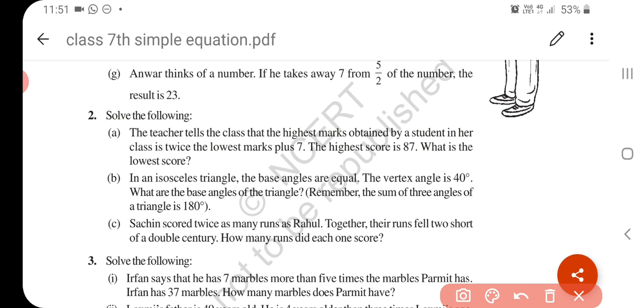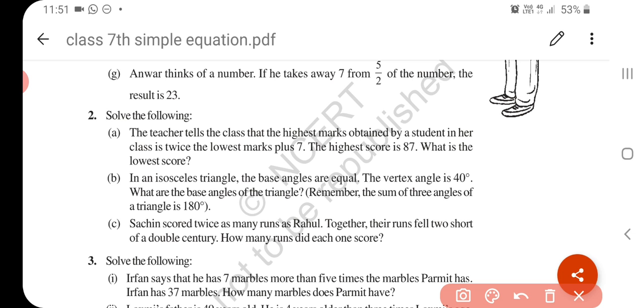Let the lowest marks be x. If we know the lowest marks, then we know the highest marks, because the highest marks obtained by a student in her class is twice the lowest marks plus 7. And the highest score is 87.